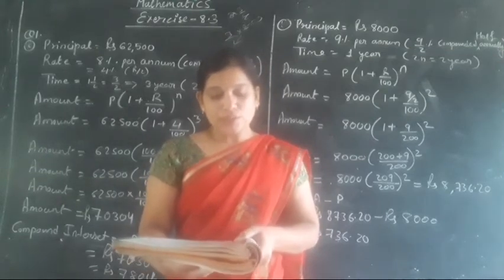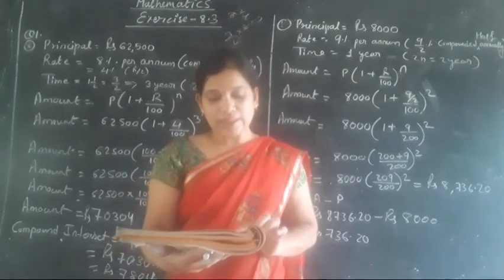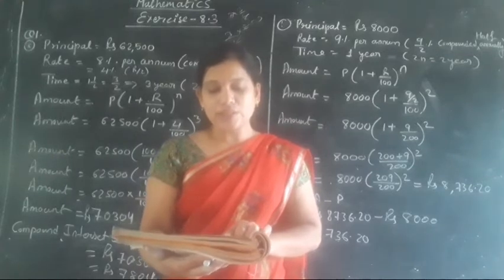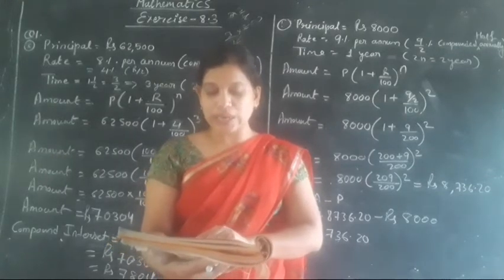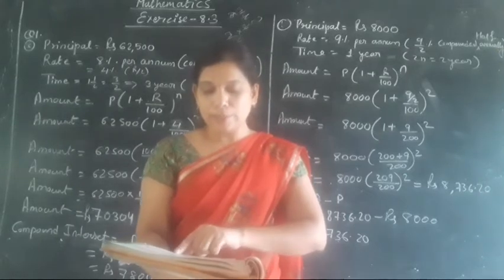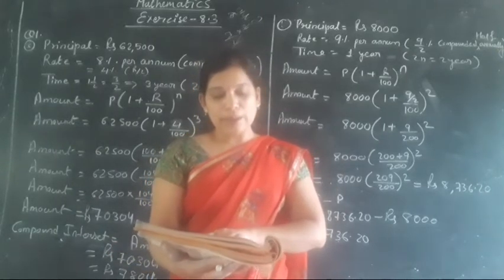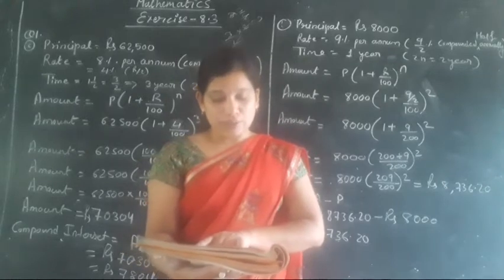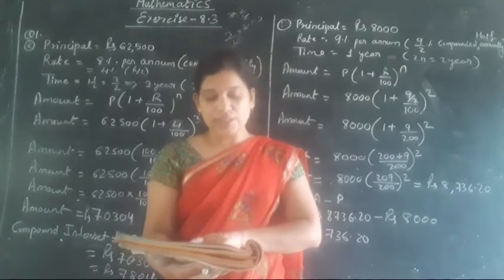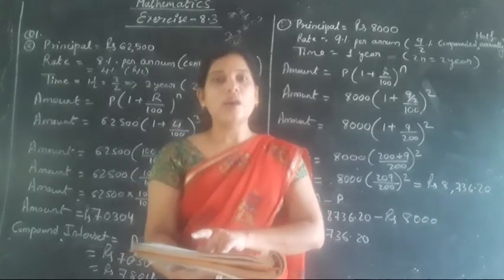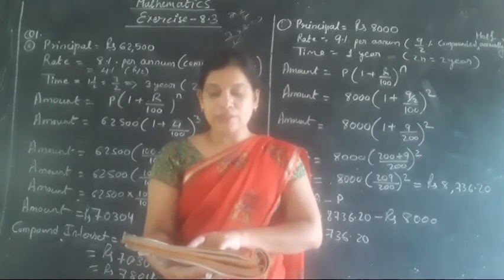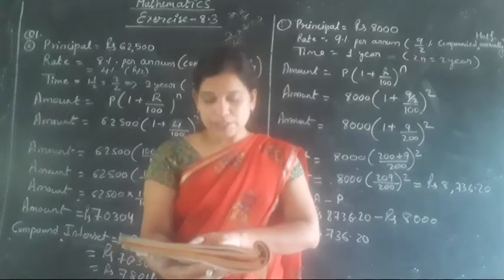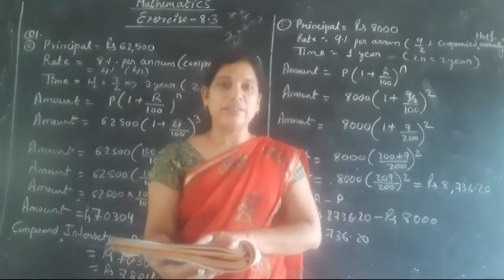Moving towards the next question, question number 2. It is said that Kamla borrowed rupees 26,400 from a bank to buy a scooter at a rate of 15% per annum. That means Kamla is going to take a kind of loan of 26,400 from a bank, and the rate given is 15% per annum, compounded yearly.